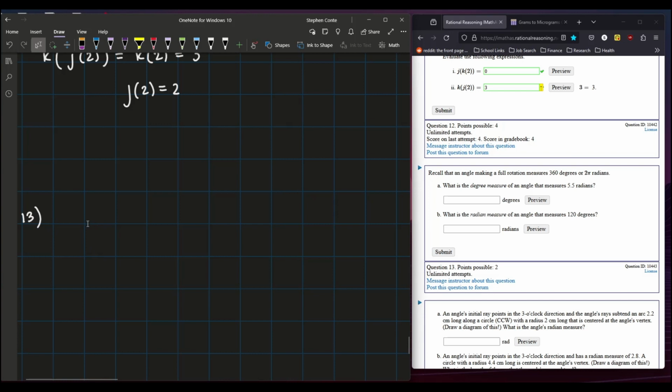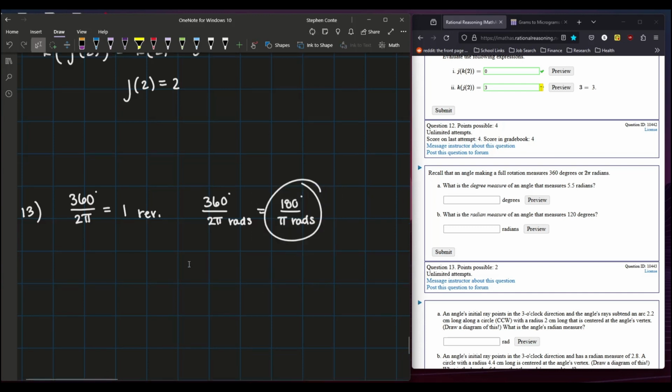Okay, 13. We're told that 360 degrees and 2 pi radians are the same thing as 1 full revolution. 360 degrees over 2 pi radians can be simplified to just 180 degrees over pi radians if we just divide by 2, right? So this is going to be a conversion factor between degrees and radians for us.